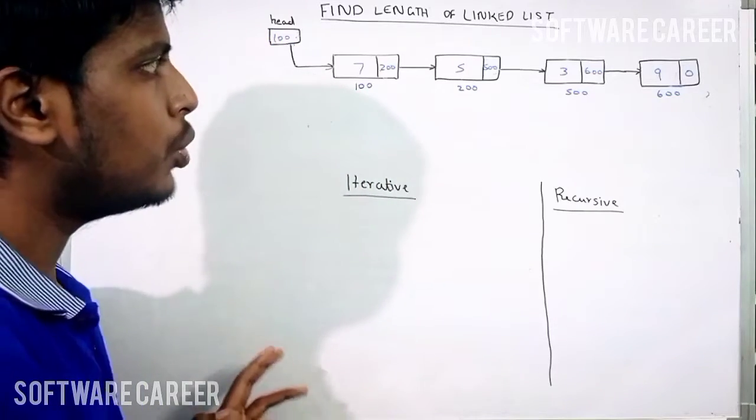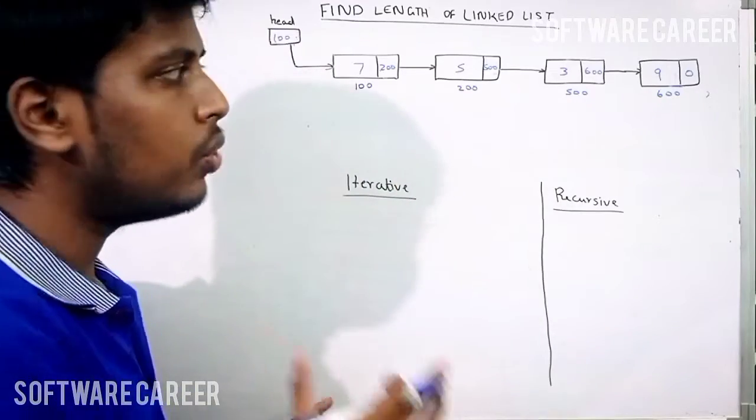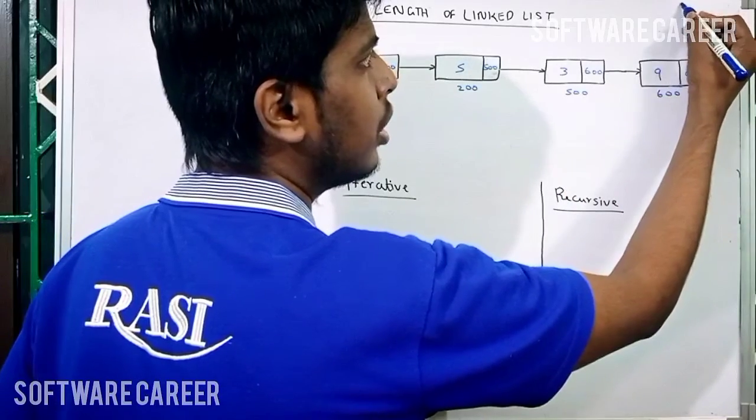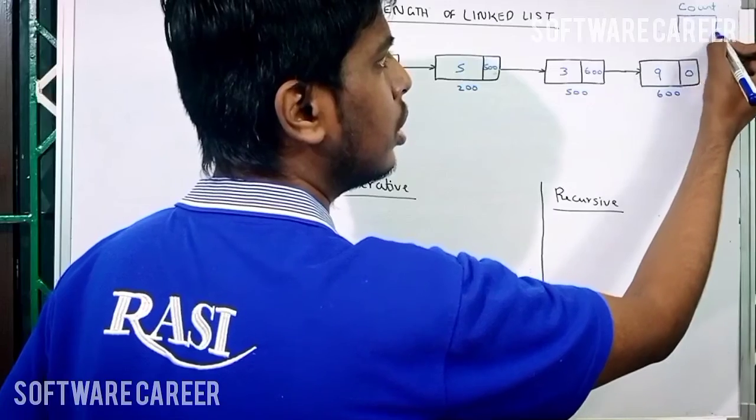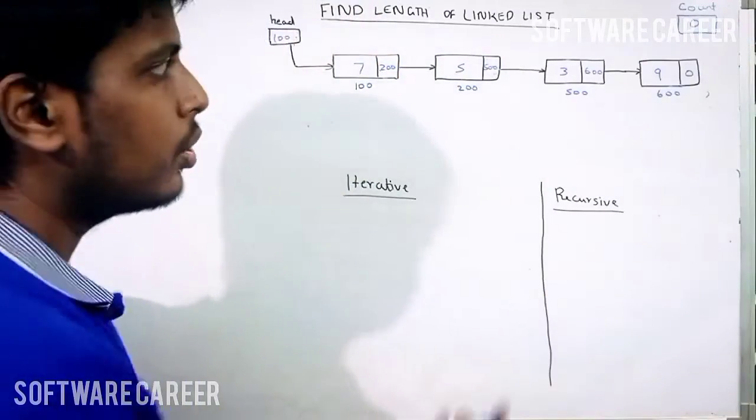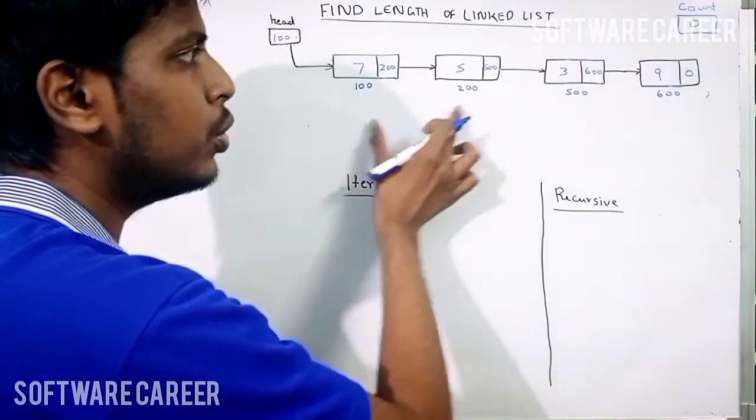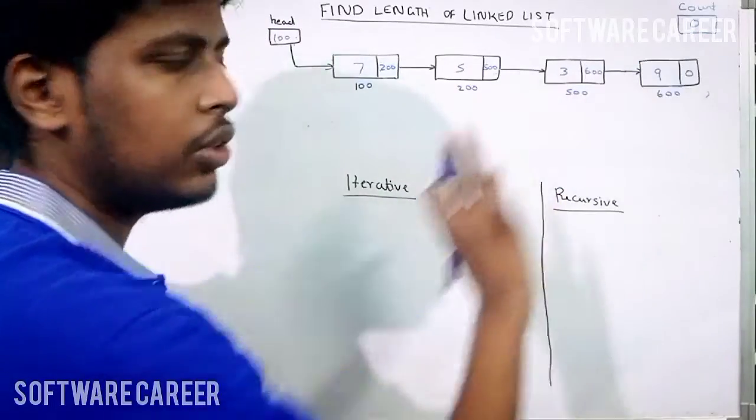Now you should count the number of nodes present in the linked list. So the first step is you should take a variable, count. This is a variable count. At the starting you should put the default value of count as 0. This count variable is used to store the number of nodes present in the linked list. Now I have put the value 0 at the starting.